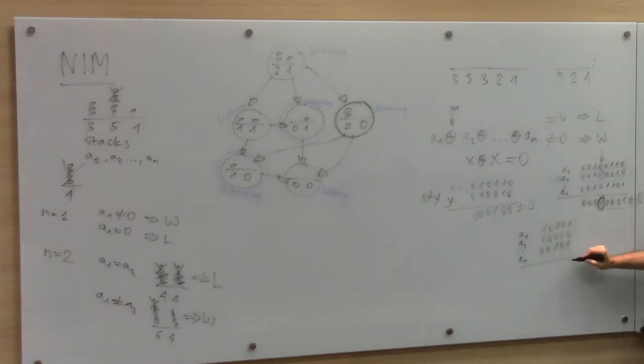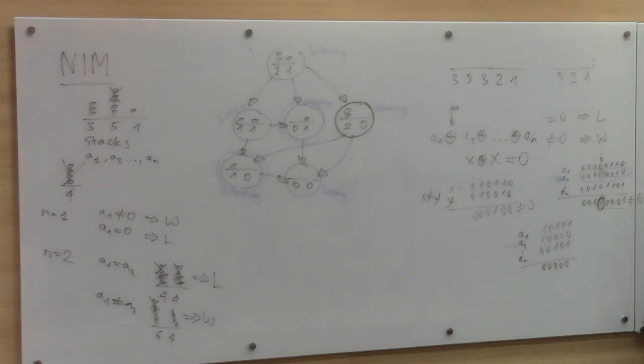Okay, so here we have all zeros. So basically this means that in every column we have an even number of ones. But if we take any stack and we reduce the number of coins in the stack, we know that at least one bit in this number must change from 0 to 1 or from 1 to 0.